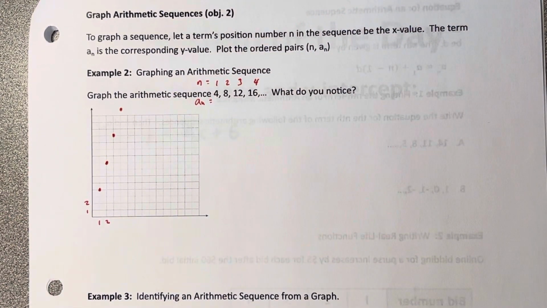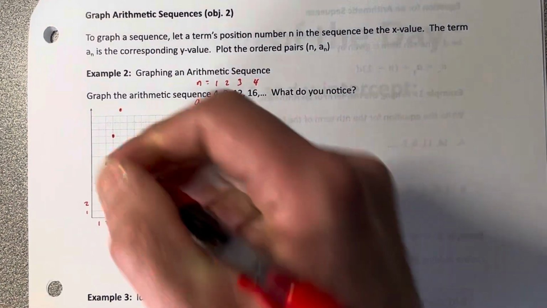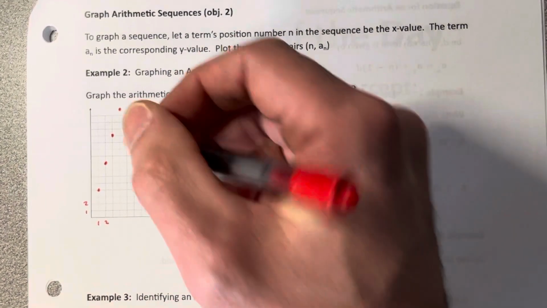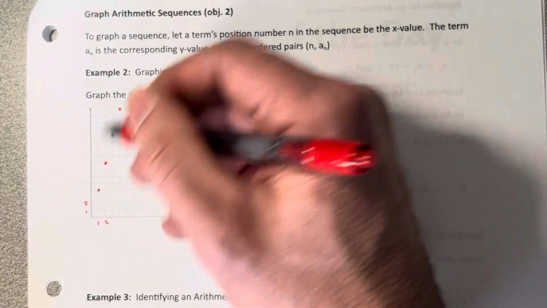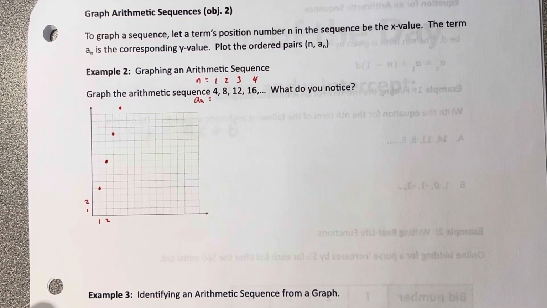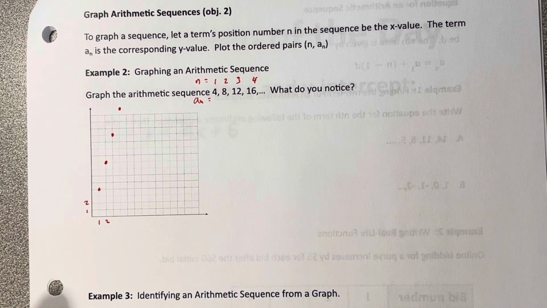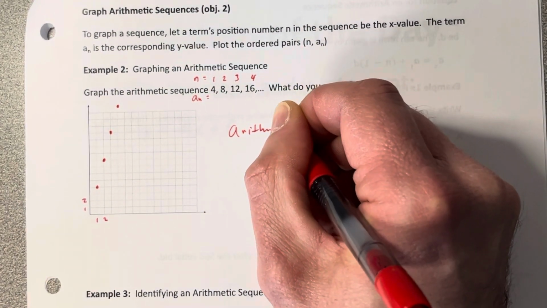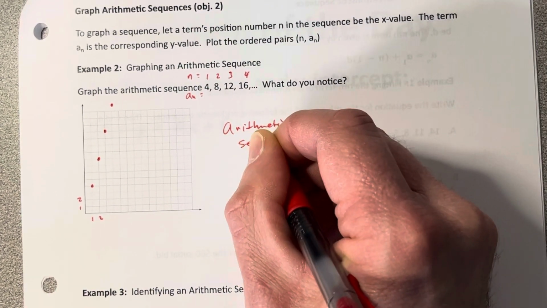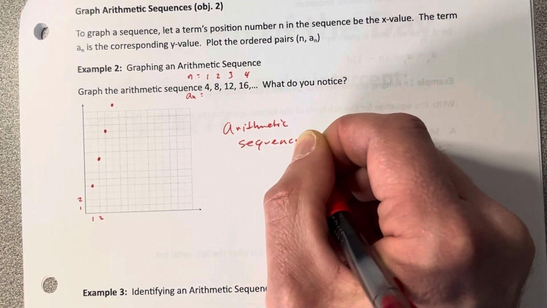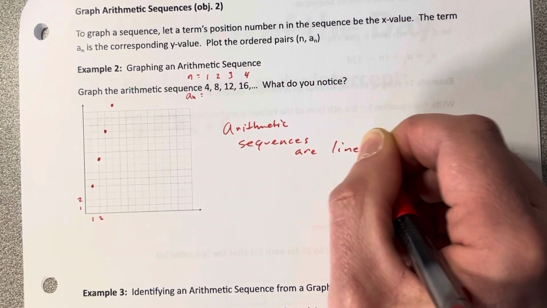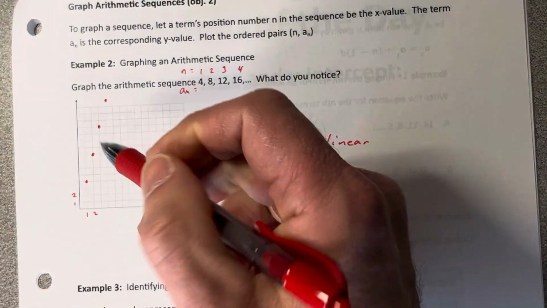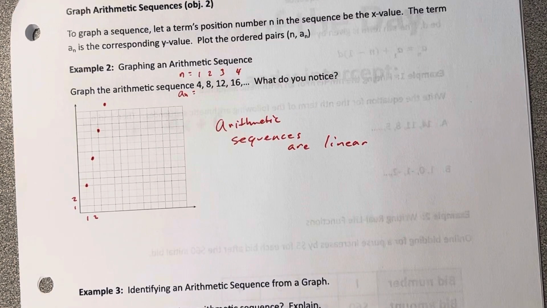And it says, what do you notice? Well, what I'm noticing is it was very consistent. We were adding 4 each time, and that was actually a slope. This is linear. So it turns out arithmetic sequences are linear. If you're adding the same thing each time or subtracting the same thing each time, when you graph it, it's going to be a line, which is pretty cool.